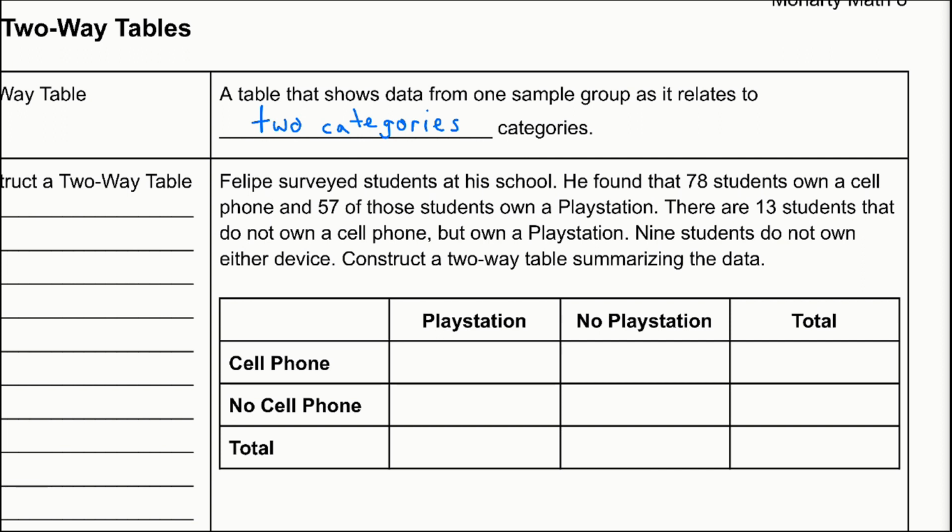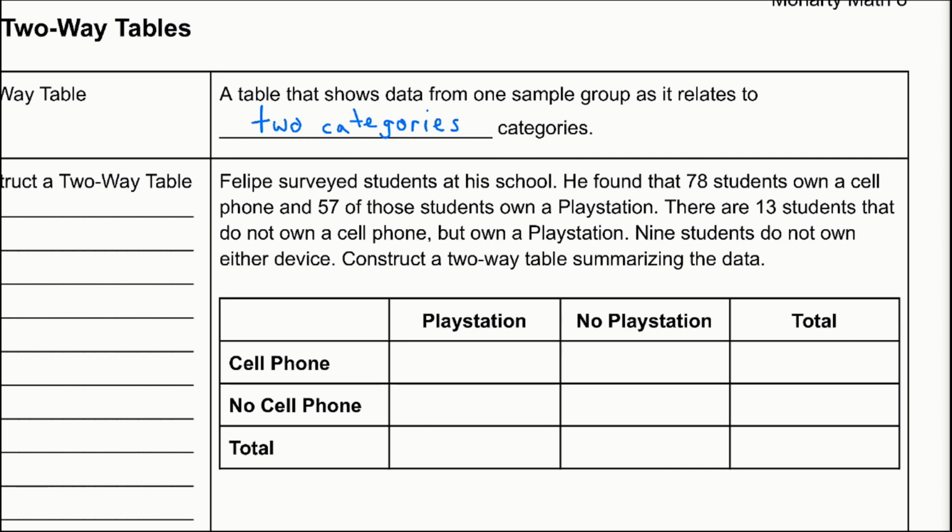But anyway, the problem is Felipe surveyed students at his school. He found that 78 students own a cell phone and 57 of those students own a PlayStation. There are 13 students that do not own a cell phone but own a PlayStation. 9 students do not own either device. Construct a two-way table summarizing the data. So there's a lot of information, but you'll see as we start rereading that and filling in that information, we don't have all of it. So finishing the two-way table is going to be our job.